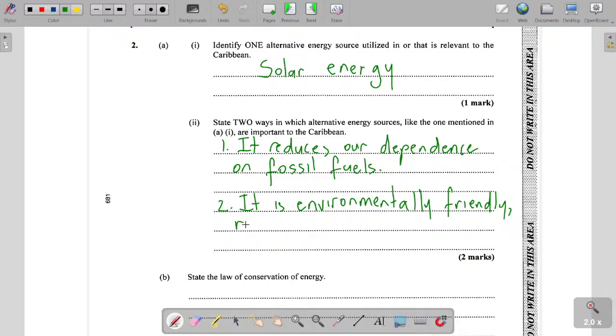So this reduces greenhouse gases. Greenhouse gas emissions. All right. So that will get us our 2 marks.